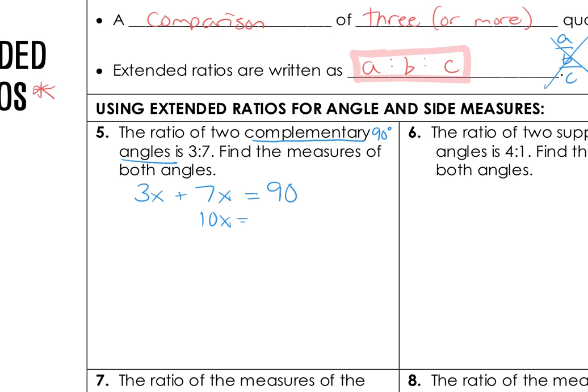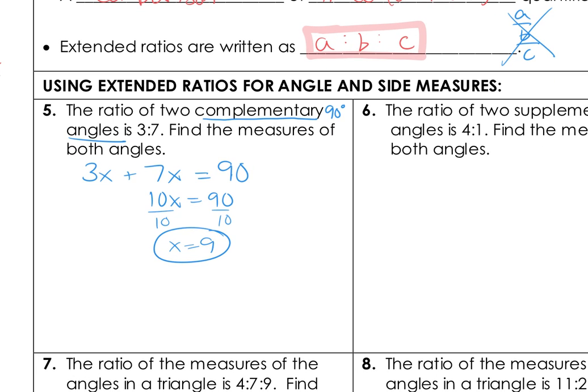From here, it should be smooth sailing for most of you. We're just solving our equation. I get x equals 9. I'm not done because this question wants me to find the measures of both angles. So now I plug that in. For 3x, it's going to be 3 times 9, or 27.